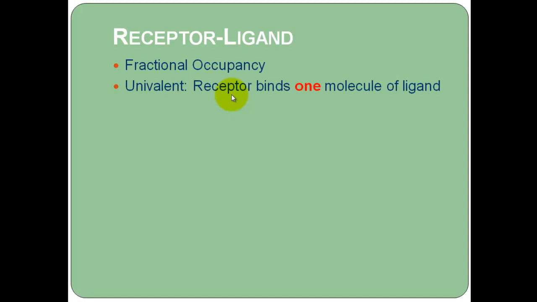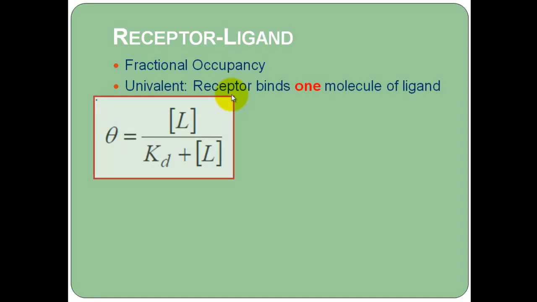Fractional occupancy for a univalent receptor is defined as theta equals L over KD plus L. Univalent means that the receptor binds only one molecule of ligand. Over here, L represents the free ligand concentration, KD is the dissociation constant, and theta is the fractional occupancy. When theta is equal to 1, all the receptors are occupied by ligands. When it's lower than 1, there are free receptors available.